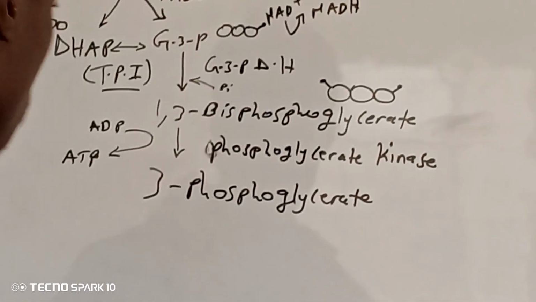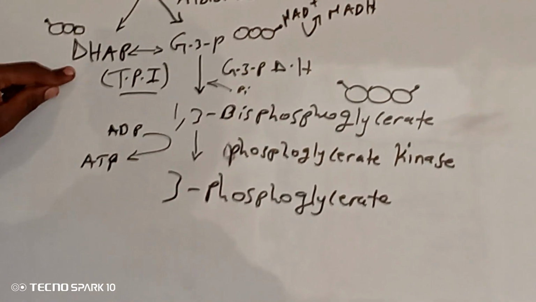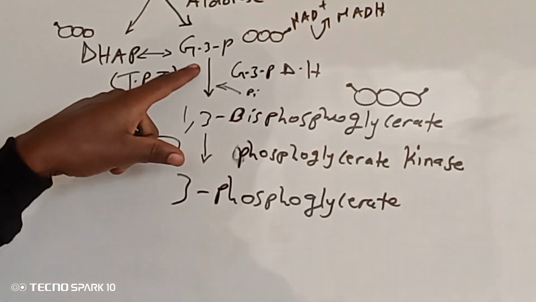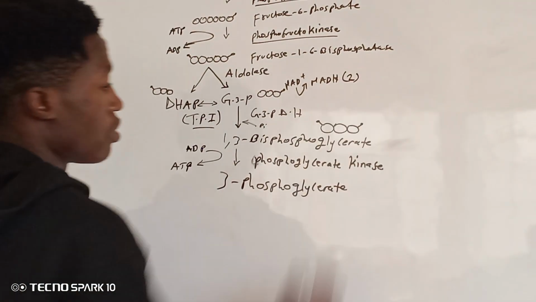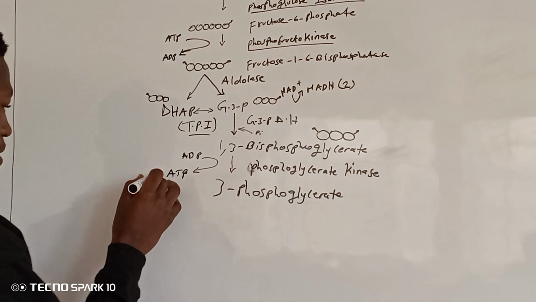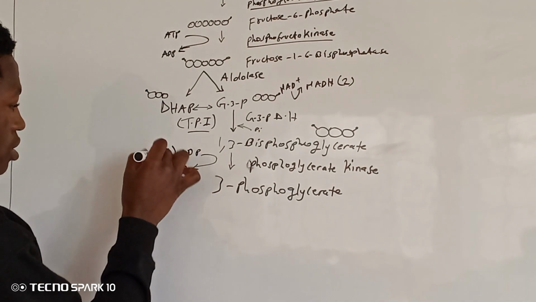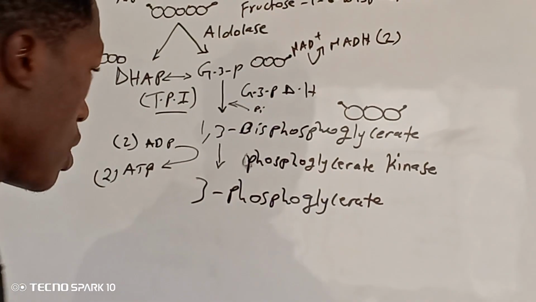But mark this thing, guys. I told you from glyceraldehyde 3-phosphate going down, everything is going to occur twice, because we converted dihydroxyacetone phosphate to glyceraldehyde 3-phosphate. So everything here is going to occur twice. Therefore, for this NADH, you are going to have 2 molecules. This ATP, you are going to have 2 molecules. ADP, 2 molecules. You are going to see how that is going to help us.